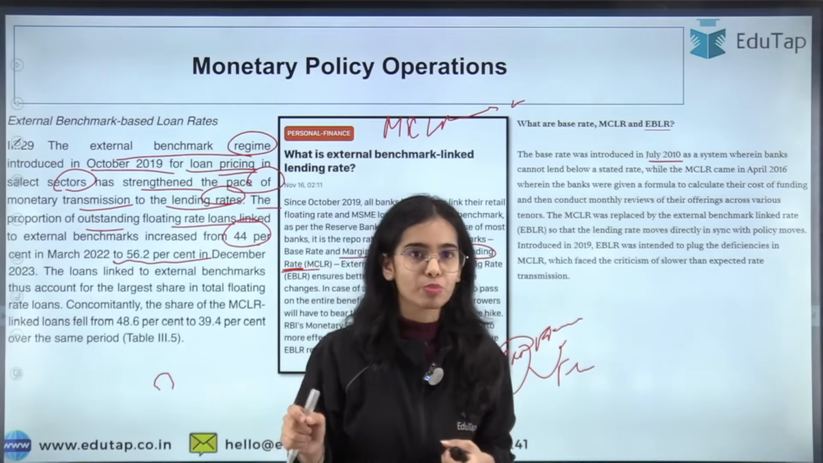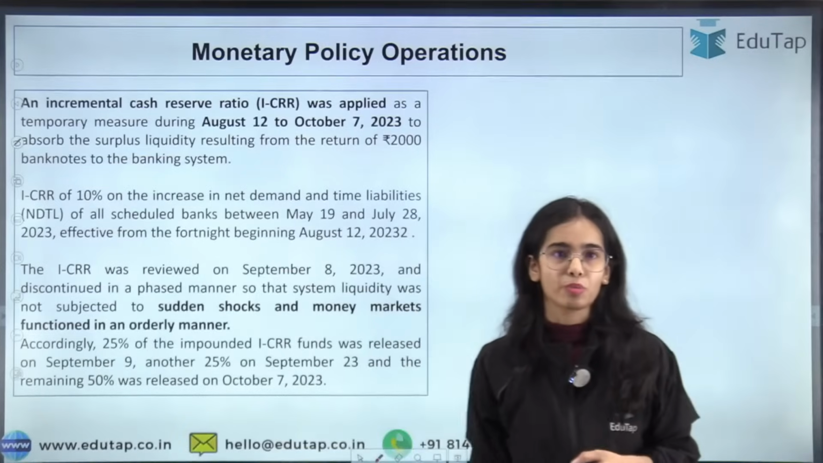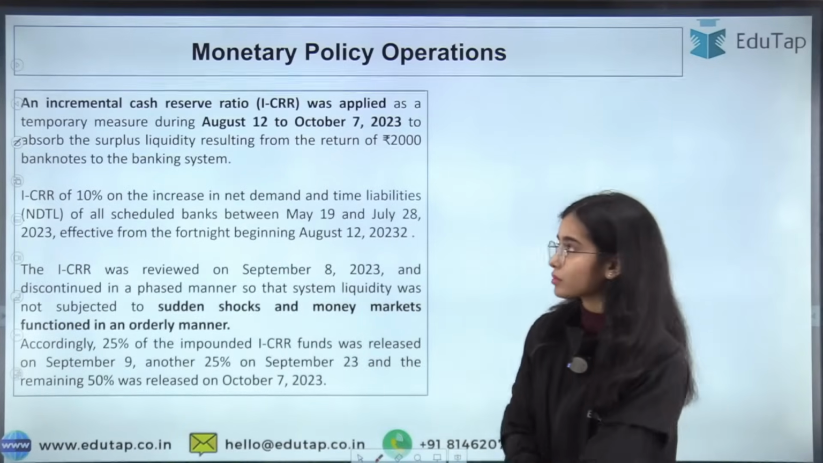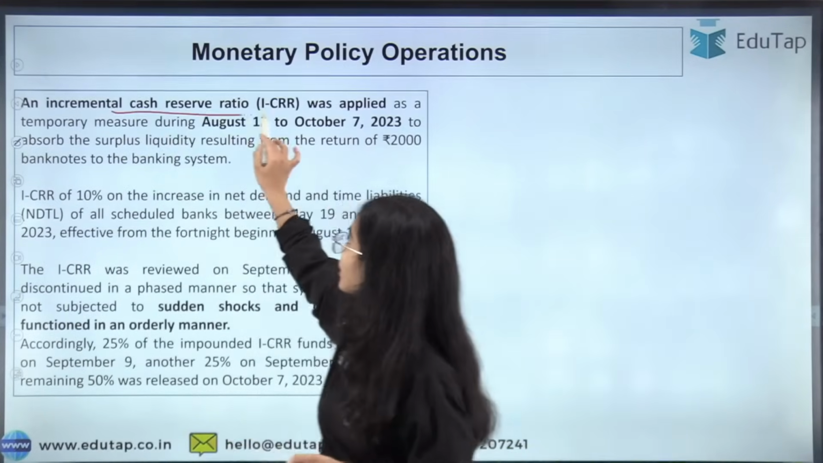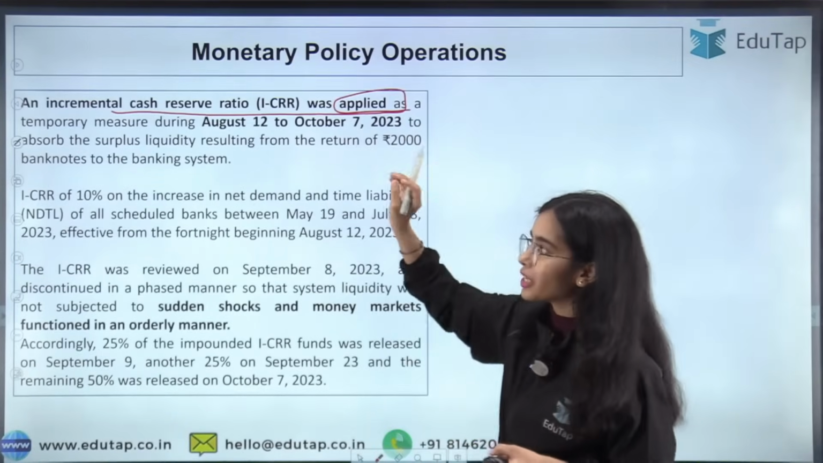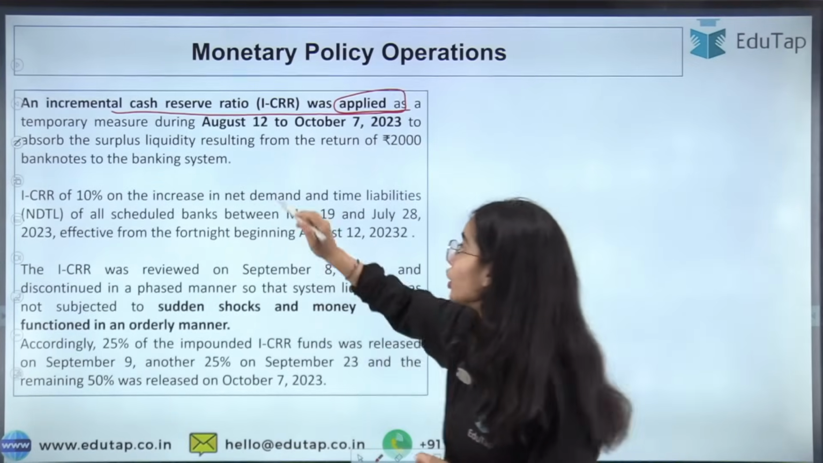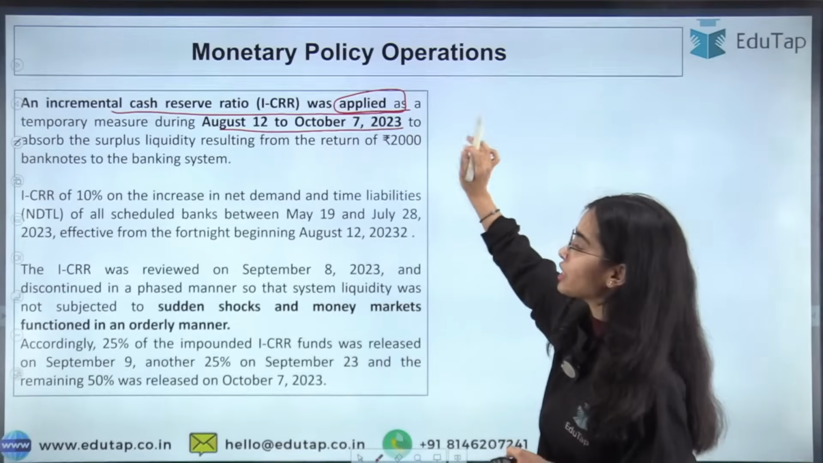Then the EBLR was brought in to have the transmission of the monetary policy. Now, the incremental cash reserve ratio was applied as a temporary measure by the Reserve Bank of India from August 12 to October 7, 2023.